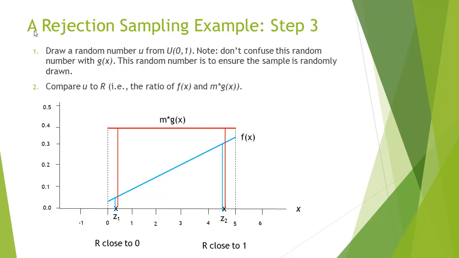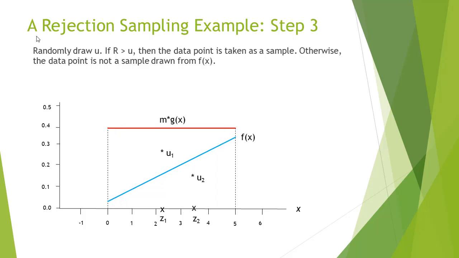This example showed everyone a very important piece of information. That is, the value of R can only change between 0 and 1. It can never exceed 1 because the envelope distribution is always higher than the real distribution fx. Next, we want to draw a random number u that ranges from 0 to 1, and compare u to the ratio R. If u is greater than R, what does this mean?